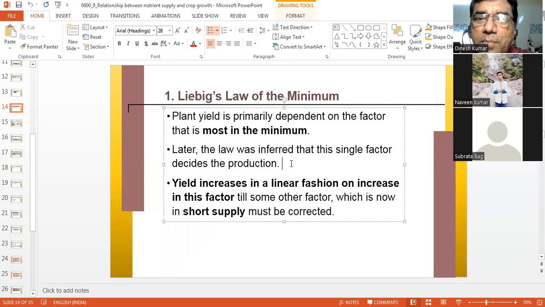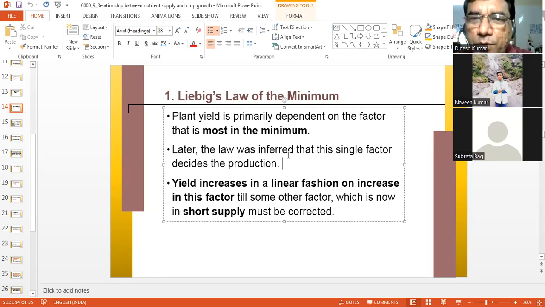So plant yield is primarily dependent on the factor that is most in the minimum. It was told by Liebig. Later, the law was inferred that the single factor decides the production. Yield increases in linear fashion. An increase in this factor is still beneficial until some other factor becomes short in supply.